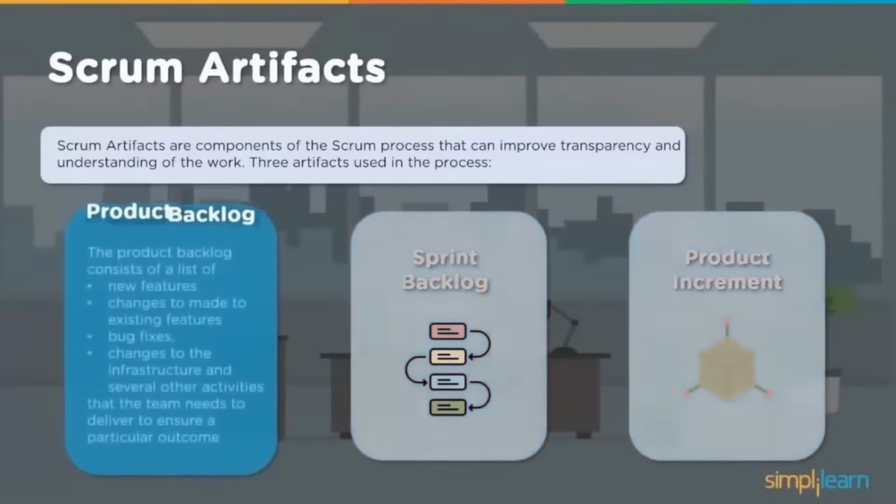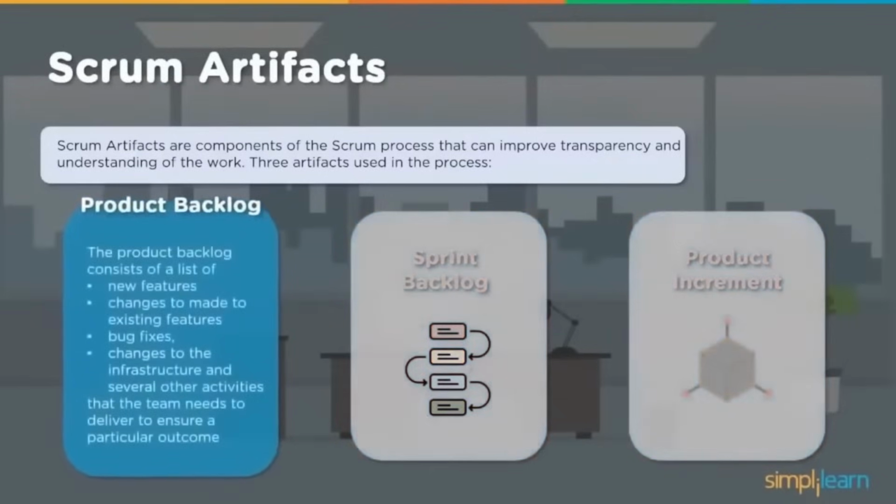When I say product backlog, it consists of a list of new features, changes to be made to existing features, bug fixes, changes to the infrastructure and several other activities that the team needs to deliver to ensure a particular outcome. This list comes with the required features and functionalities that need to be delivered. The prioritization has to happen in terms of what order things need to be delivered.